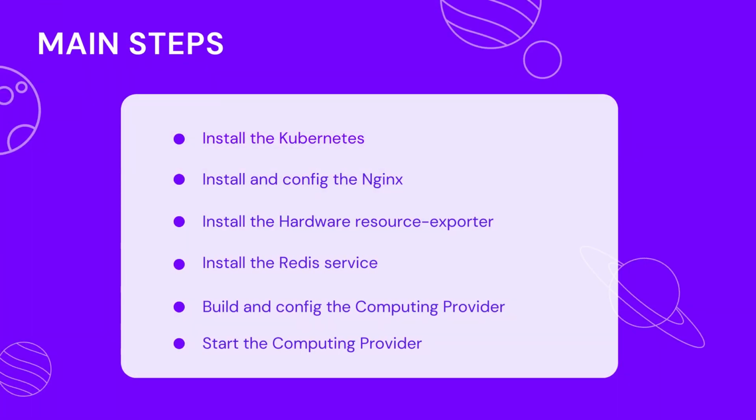In this video, the main steps we'll cover are: install Kubernetes, install and configure Nginx, install the hardware resource exporter, install the Redis service, build and configure the computing provider, and start the computing provider.